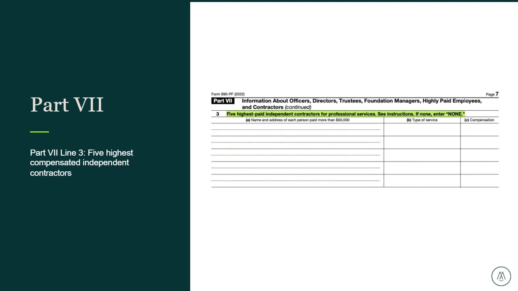So the third part, line 3 of Part 7, is the five highest paid independent contractors. These are contractors paid over $50,000 who perform personal services of a professional nature. So you're looking at consultants, accountants, lawyers that would be listed here. It does include corporate vendors who would not receive a 1099. So 1099 information could be used here, but foundations do want to make sure that they are also picking up corporate vendors.